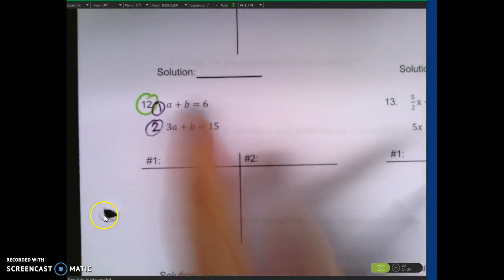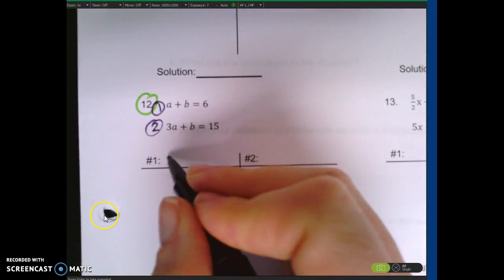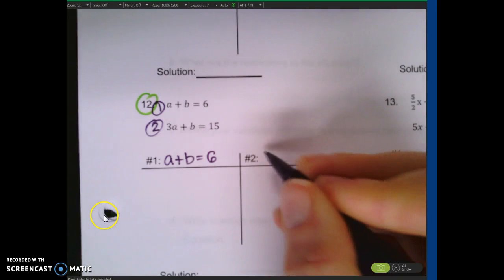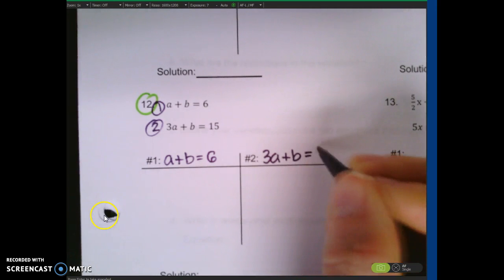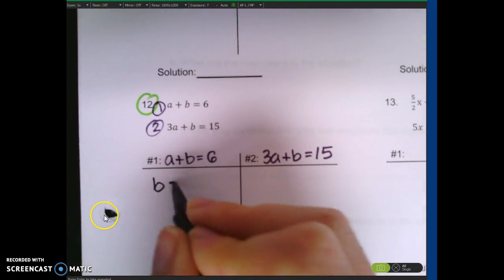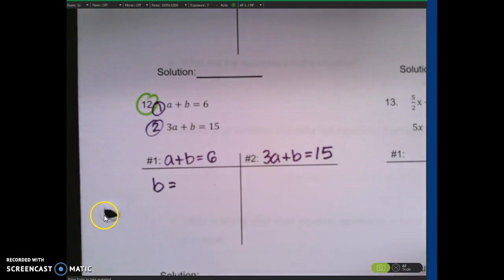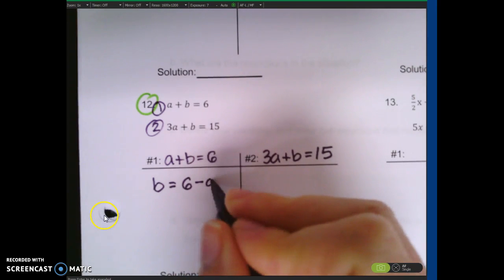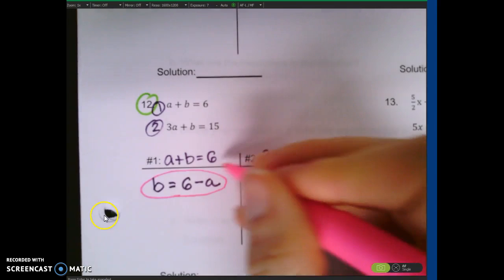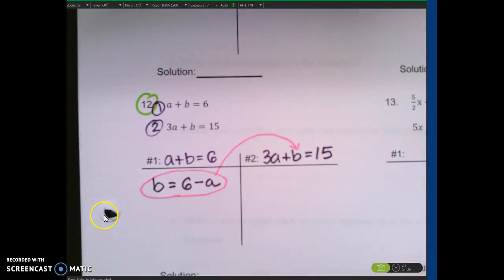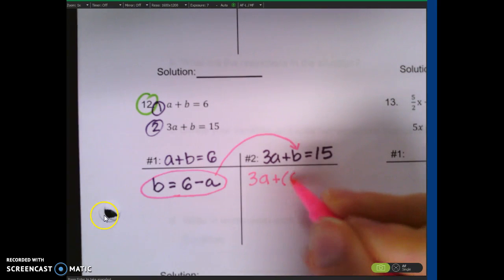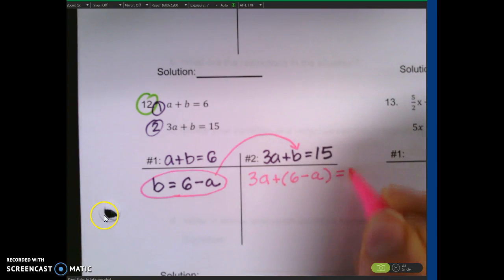I'm going to choose B in equation 1. So I'm going to write equation 1 on the left, A plus B equals 6. I'm going to write equation 2 on the right, 3A plus B equals 15. Now I said I'm going to isolate B in equation 1. To do that, I subtract A from both sides, and I have B is equal to 6 minus A. I'm going to give that a circle, or a bubble, so that it can float all the way to B in the other equation. So now I have 3A plus what B is, which is 6 minus A, equals 15.